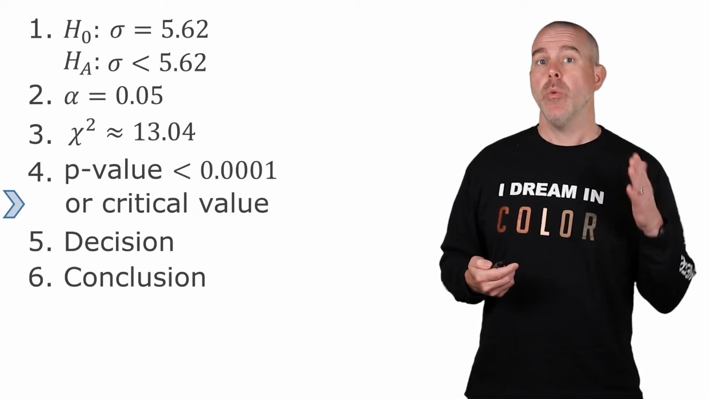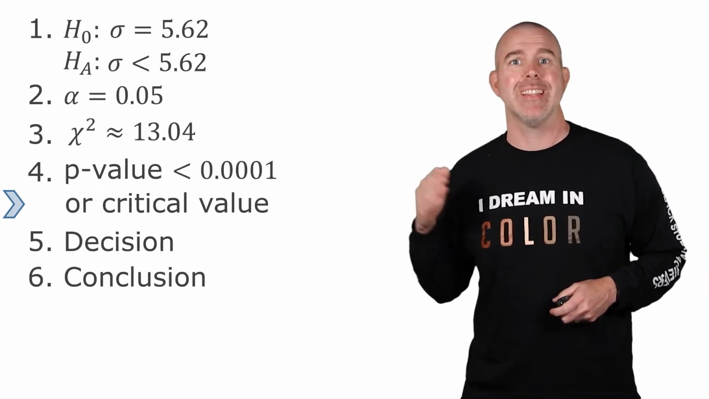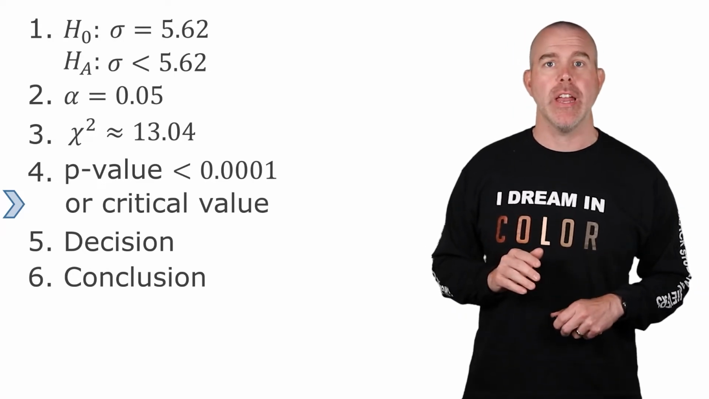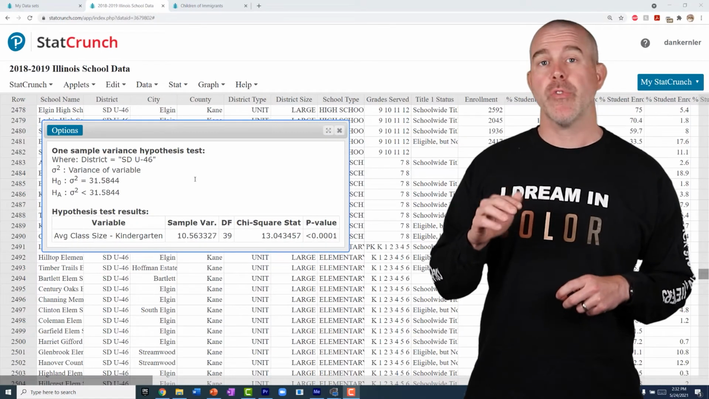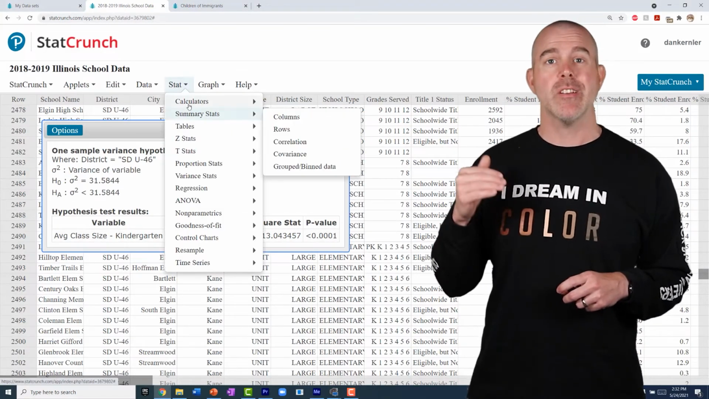For the critical value, we're going to need a chi-squared that has 0.05 to its left. We're going to need to go back into StatCrunch and use the chi-squared calculator. Now let's grab the degrees of freedom from the previous output. That's 39. So then we'll go stat, calculators, chi-square.